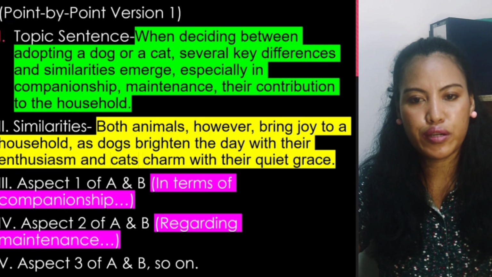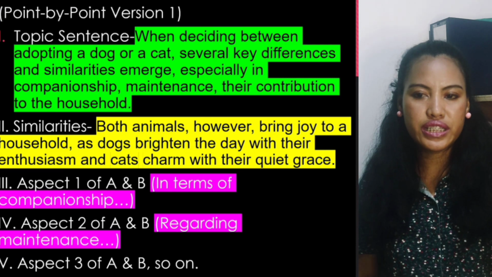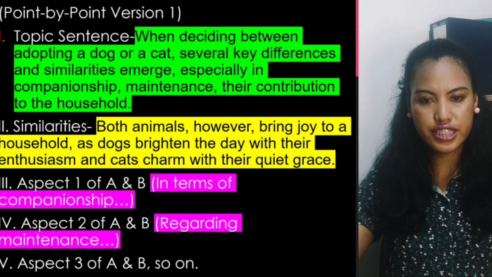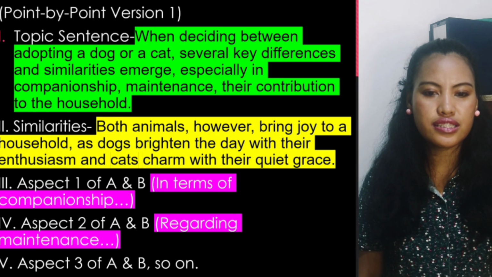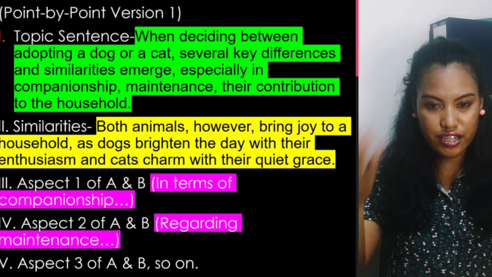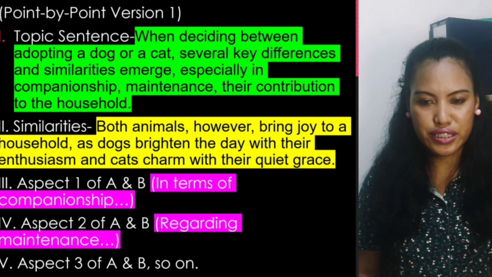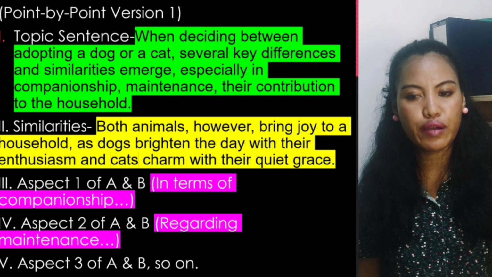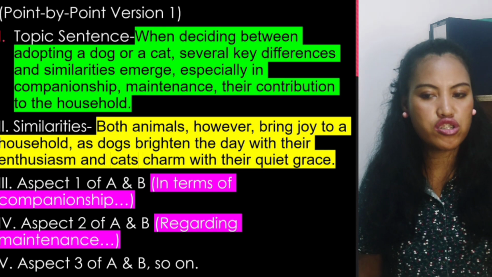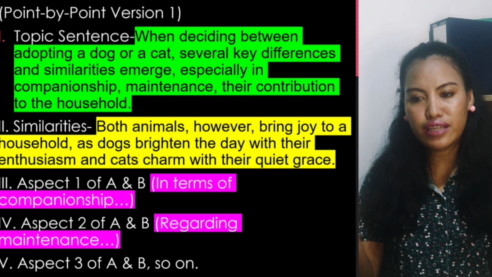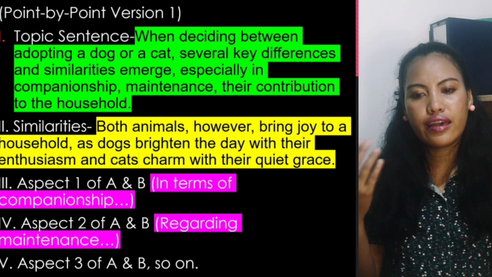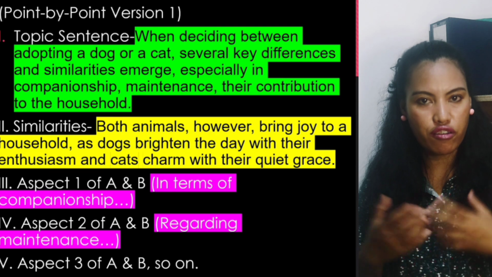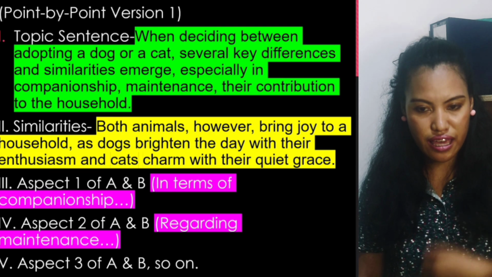So here in point by point version 1, we have here, when deciding between adopting a dog or a cat, several key differences, blah, blah, blah. I guess I discussed this earlier. And then the similarities could be discussed on the next paragraph, or in the next sentence in our case. Both animals, however, bring joy to a household as dogs brighten the day with their enthusiasm and cats charm with their quiet grace. So you can restructure this in such a way that they are still talking about the similarities of both the items, dogs and the cats.